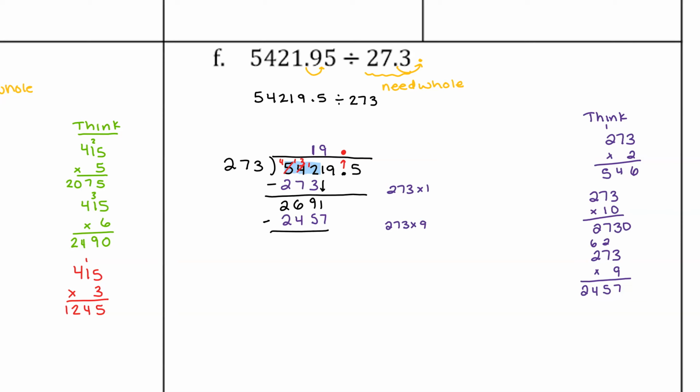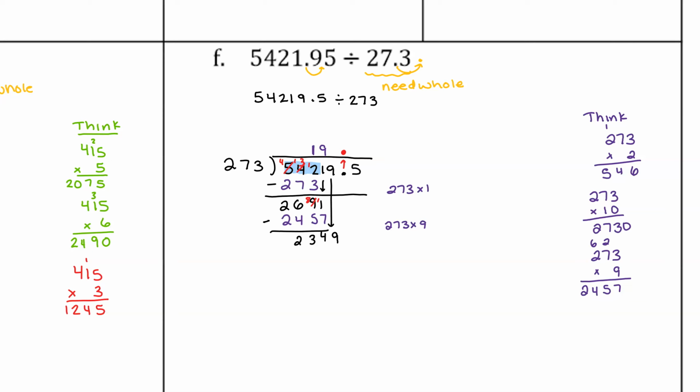Okay, gotta borrow. I can't do 1 minus 7, so I'm going to borrow 1 from the 9 to make 11. So 11 minus 7 is 4. 8 minus 5 is 3. 6 minus 4 is 2, and 2 minus 2 is out. Now I'm going to drop down the next digit, which is a 9.